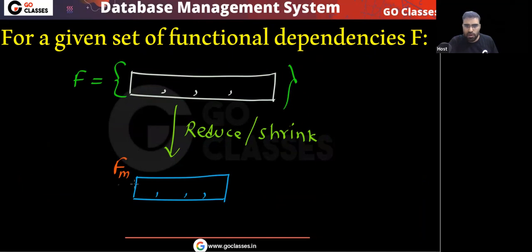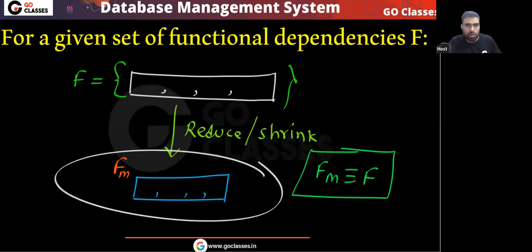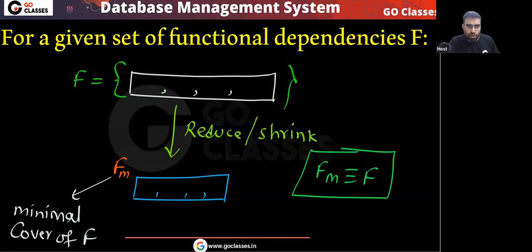Very simple point. Remember again that this minimal cover will be equivalent to F. Of course they must be equivalent. Yes or no? They must be equivalent. So remember, this minimal cover also will be equivalent to F. This is called the minimal cover of F. You can also call it canonical cover. You can also call it irreducible set of FDs.